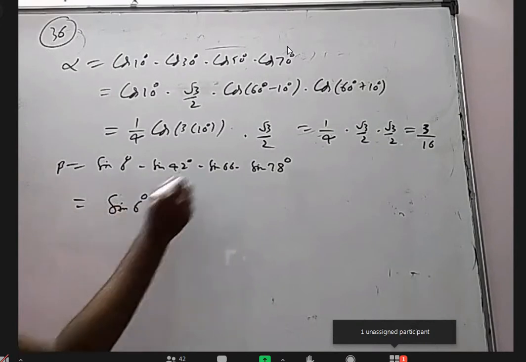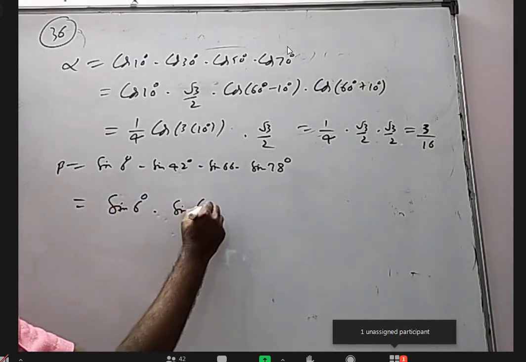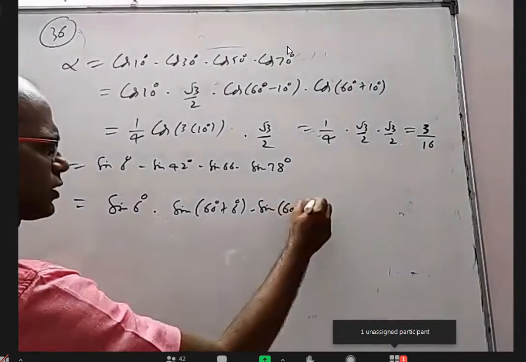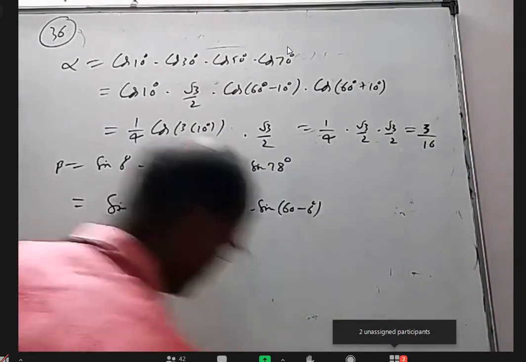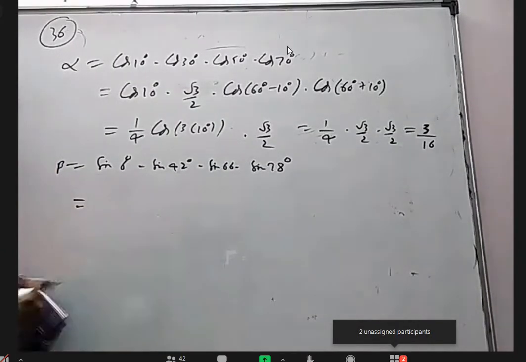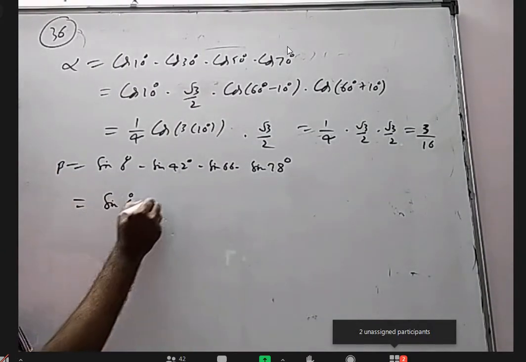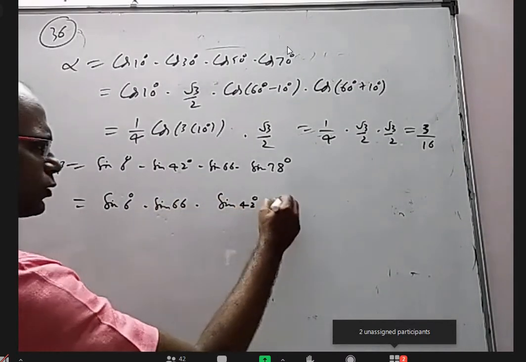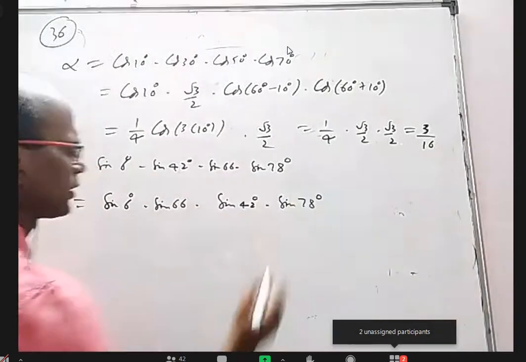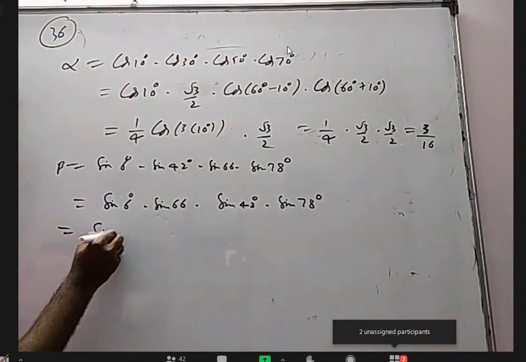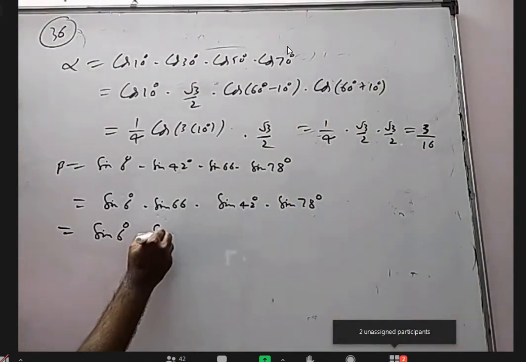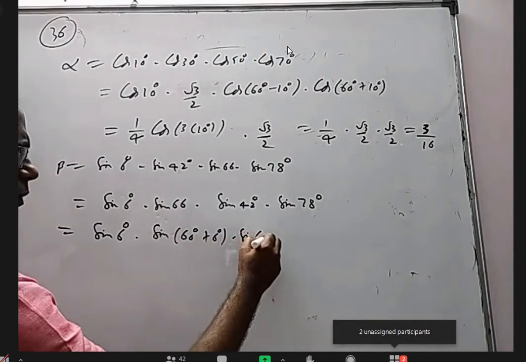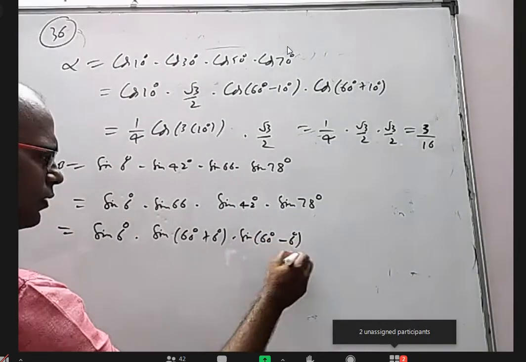Sin 6 degrees, this 66 is sin 60 plus 6, and sin 60 minus 6, okay, let me first write it and then solve. Let me write sin 6, sin 66, sin 42, and sin 78. So this is sin 6 degrees, this is sin 60 plus 6 degrees. 60 minus 6 is not there. I will multiply and divide with that.